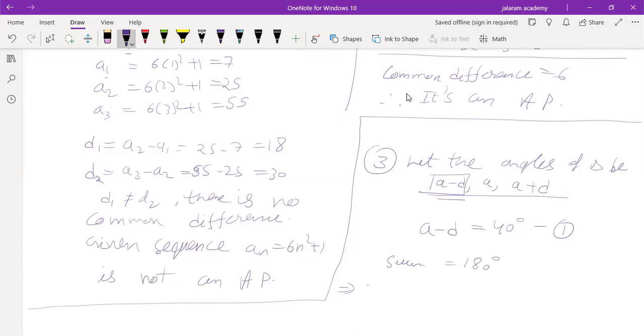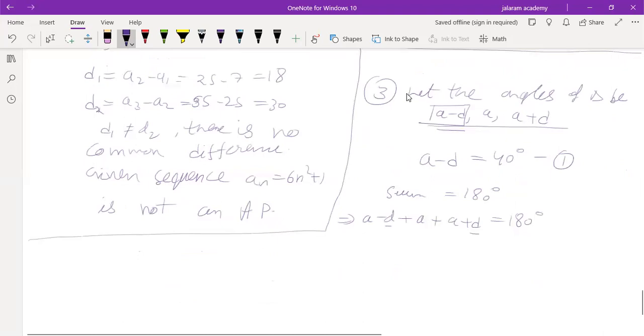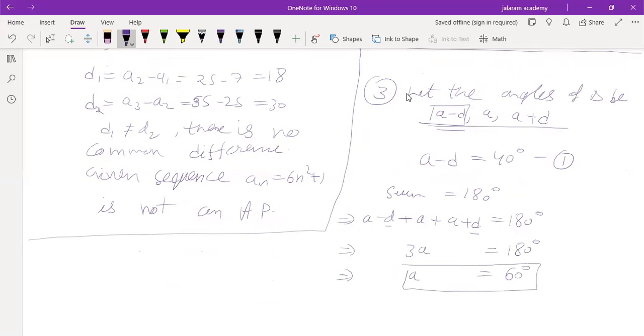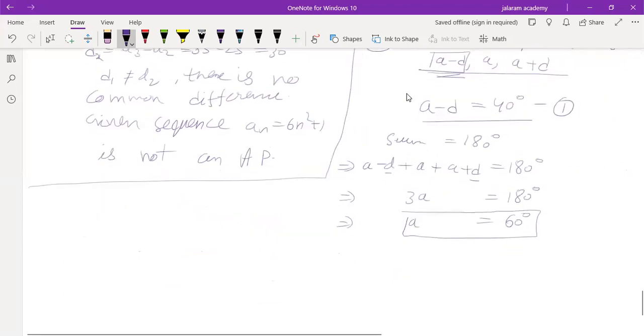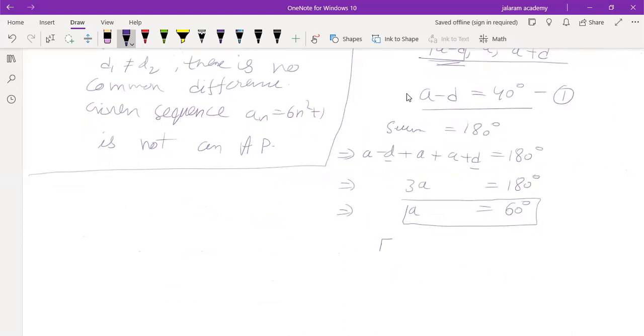Now if you find the sum, first angle is A minus D, second is A, third is A plus D. Why is it taken as A minus D, A plus D? It can be cleared when we solve this question. D will be cancelled out. So it will be very easy to find 3A equals 180 degrees, that is A equals 60 degrees. So the middlemost value is 60 degrees. First angle A minus D is 40 degrees. Now we use equation 1.